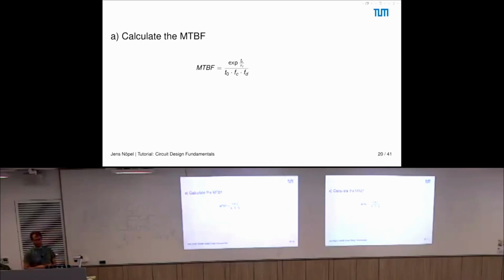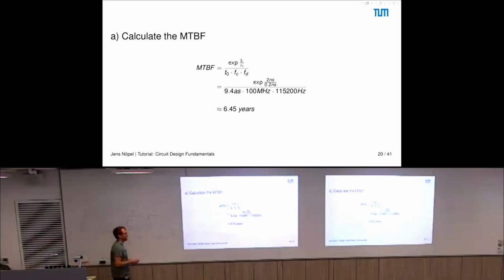It should also help with answering question number B. But first, let's stick to placing some numbers in there. We already got those numbers: tau r. Just place them in there. Also, we already have T0. Place it in here. And now the question is, what is Fc and what is Fd?